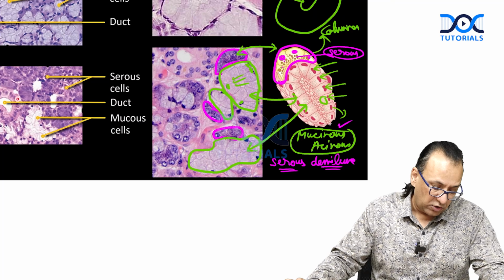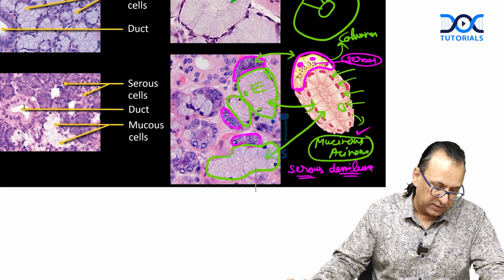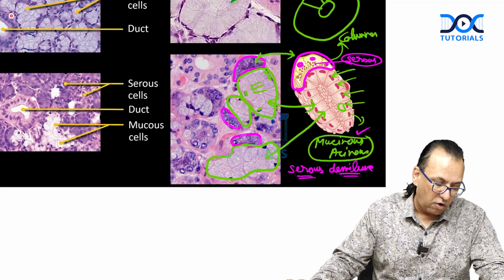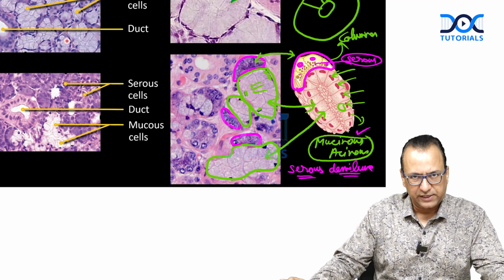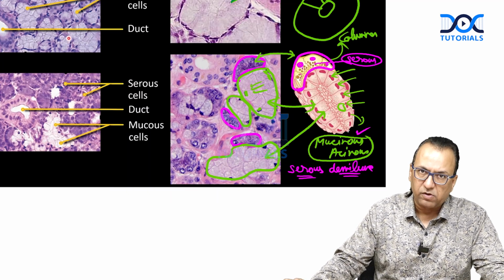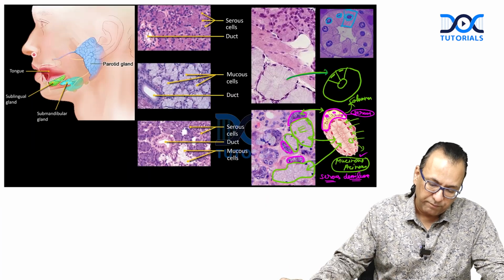One more thing, do you look at the duct here, duct of the salivary gland? When you compare the duct of the salivary gland, may it be the submandibular salivary gland, or maybe it is the duct of the mucinous salivary gland, which is obviously the sublingual salivary gland, or maybe it is the duct of the parotid salivary gland.